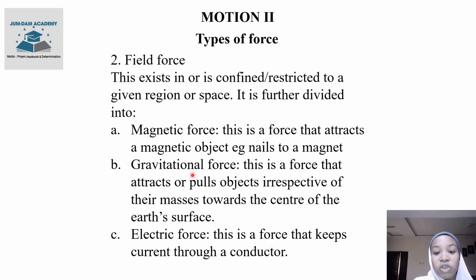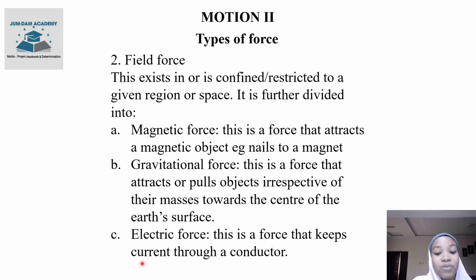Then we have gravitational force. The force that attracts or pulls objects, irrespective of their mass, towards the center of the earth's surface. We don't see anybody touching us or holding us to the ground, but no matter how high you jump, you are going to come down. Whatever you throw up, it's going to come down. That is gravitational force. The force is pulling whatever is moving from the earth's surface back to the earth's surface, and it's holding it in place. That is gravitational force.